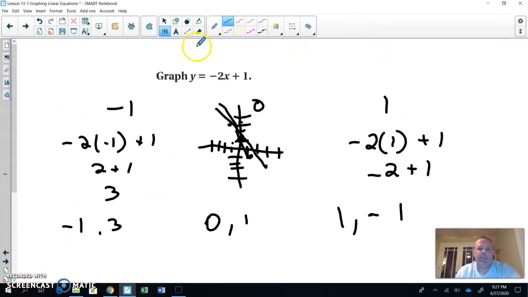By the way, it would be really smart of you to take a straight edge and then make your line like so.